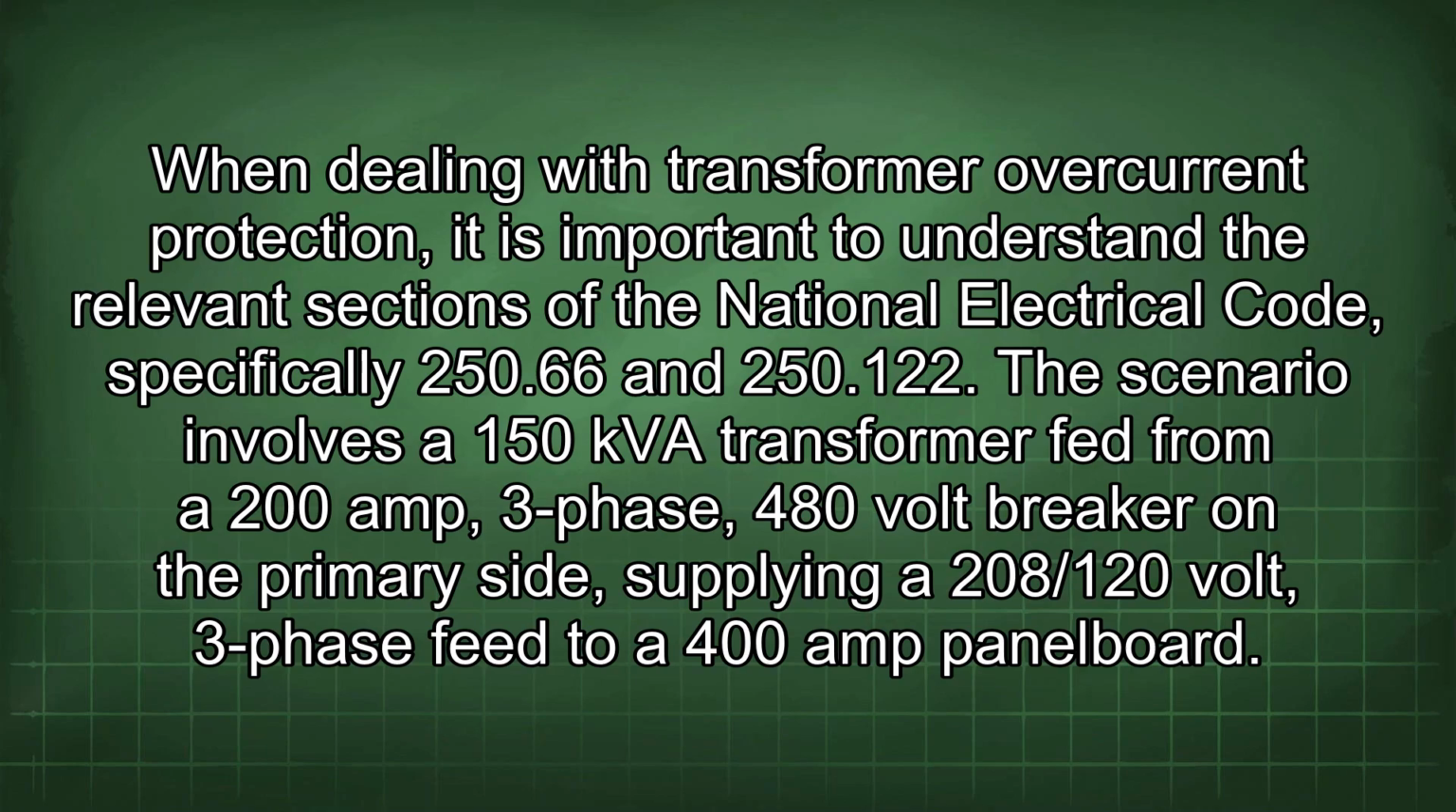When dealing with transformer overcurrent protection, it is important to understand the relevant sections of the National Electrical Code, specifically 250.66 and 250.122. The scenario involves a 150 kVA transformer fed from a 200 amp, 3-phase, 480 volt breaker on the primary side, supplying a 208/120 volt 3-phase feed to a 400 amp panel board.